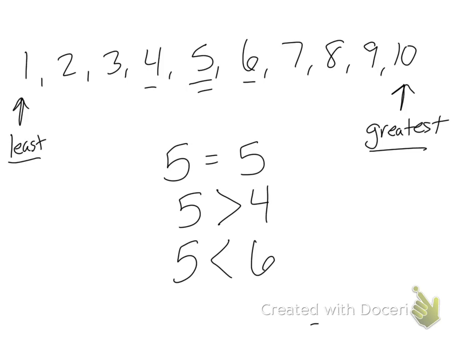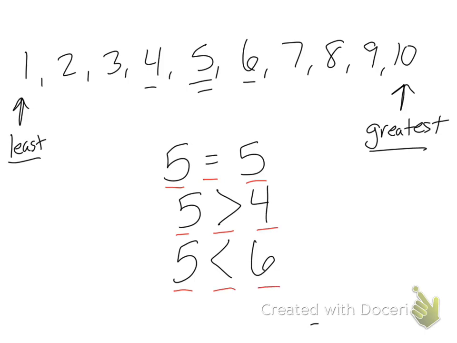So mathematicians use special symbols to compare numbers, and these are called comparison symbols. That includes the equal sign, the greater than sign, and the less than sign. And so we would read these numbers like this: 5 is equal to 5, 5 is greater than 4, and 5 is less than 6.